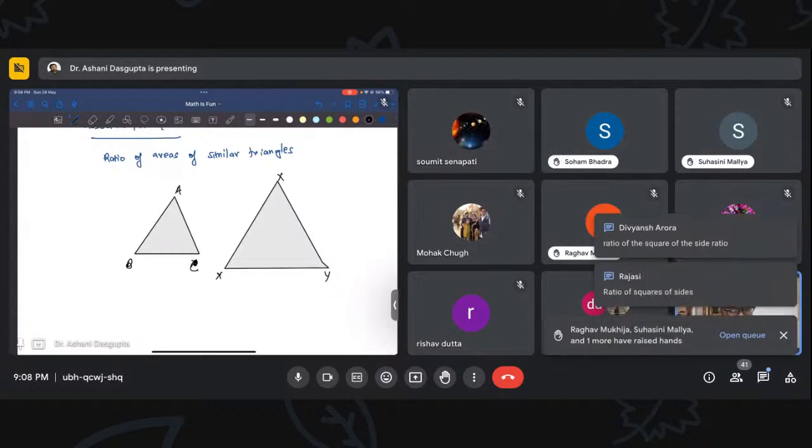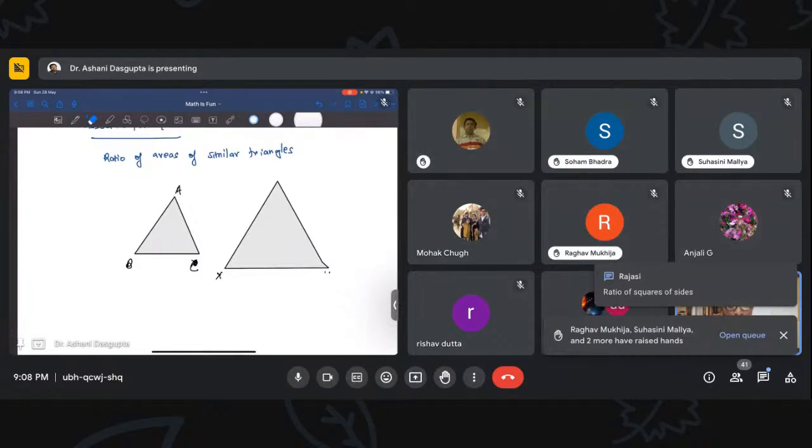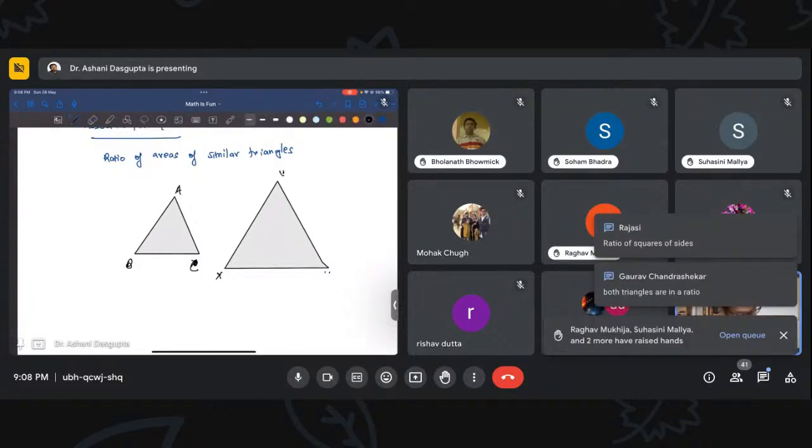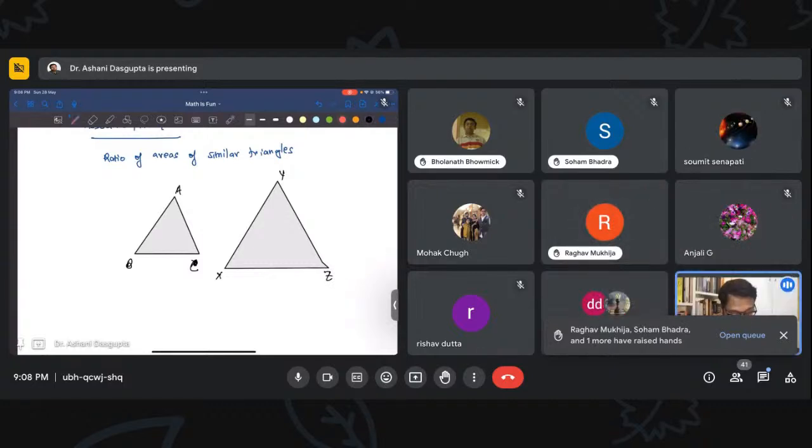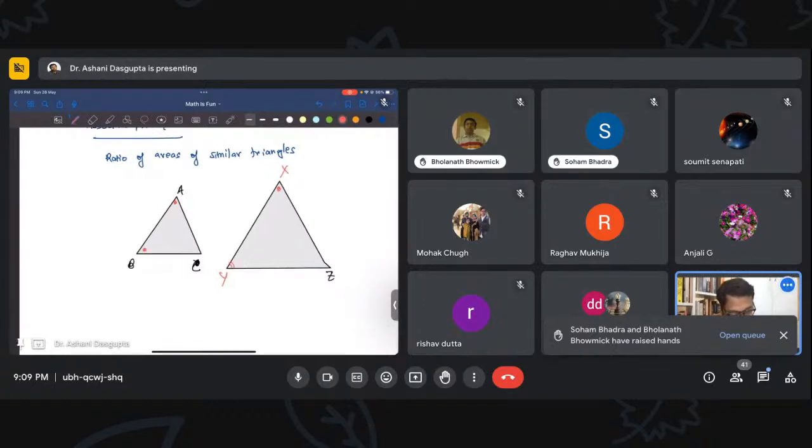Okay, I see some raised hands. Let me go to Raghav Mukheja. Similar triangles is actually when the angles are equal. Okay, so you're saying it's equiangular. Angle A is equal to angle X, angle B is equal to angle Y, and angle C is equal to angle Z. Okay, maybe that's the case. Also they have the same shape.